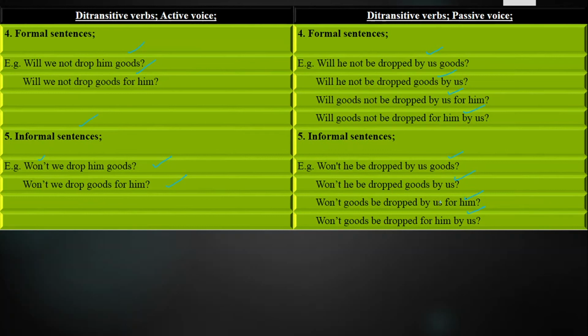So these are the sentences of the ditransitive verb drop from active voice into passive voice with the modal auxiliary verb will.